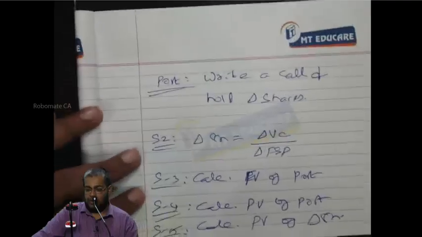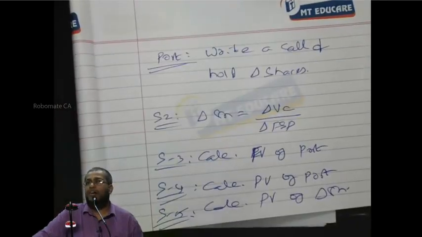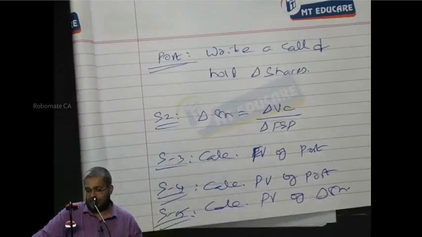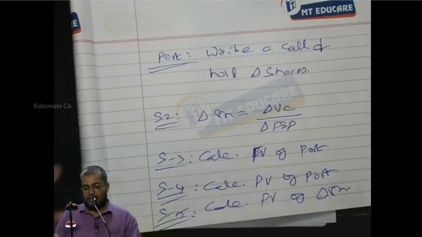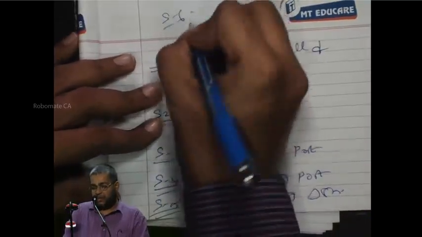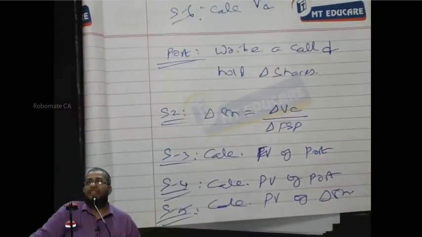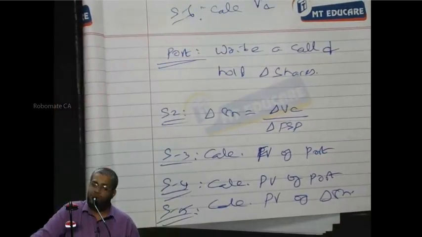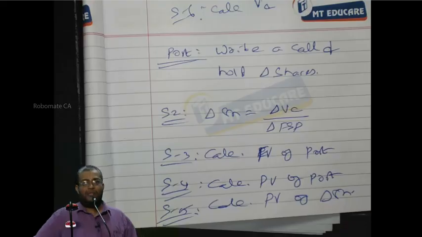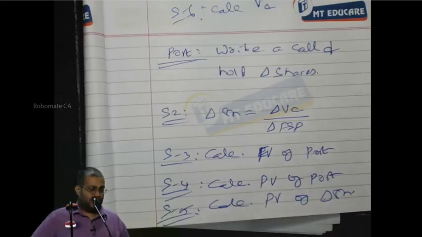Step 5. Calculate present value of delta shares. Step 6, the last step. Calculate value of call.